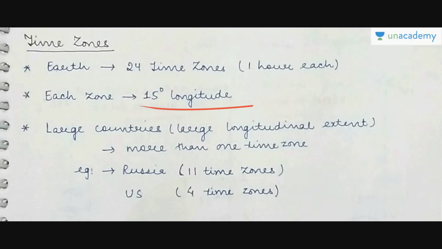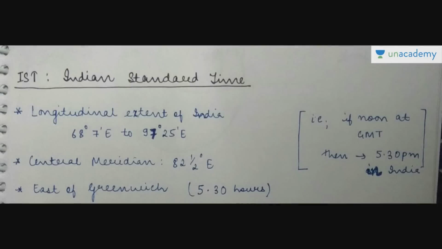Now, the large countries like Russia, the largest country by land mass, you should know this. The large countries have large longitudinal extent, starting from here and ending here. So, there are different time zones also, because we cannot use one time zone as they have a huge longitudinal extent. So, they have more than one time zone, like Russia has 11 and the US has 4, but for India we just have 1. Now, this is about Indian Standard Time.